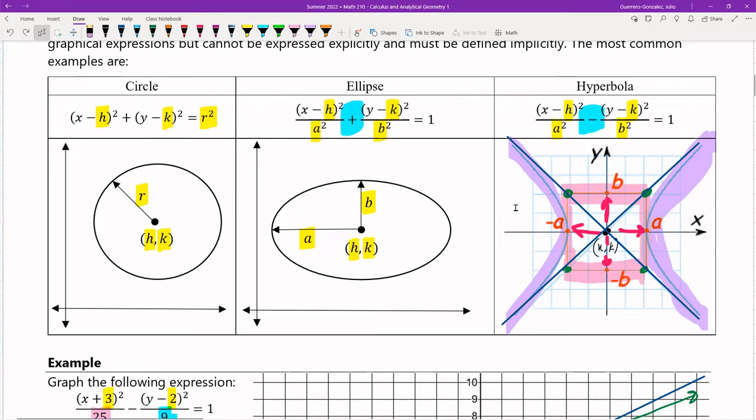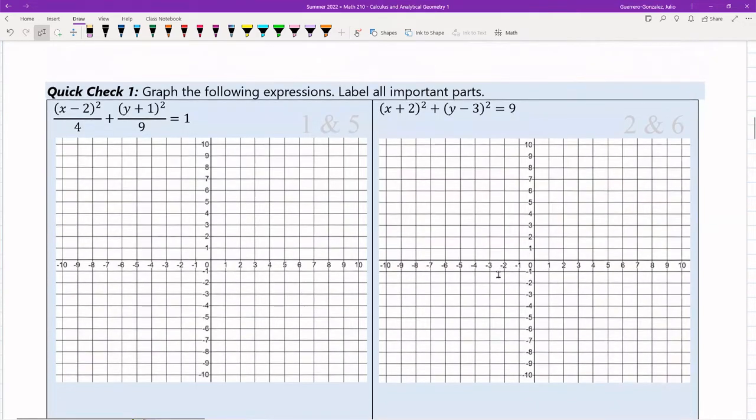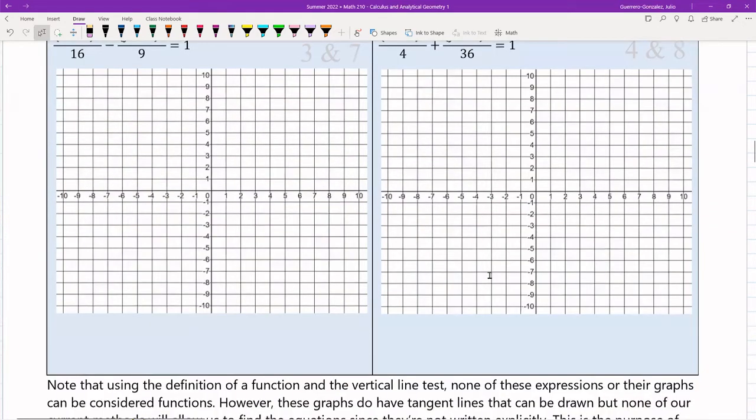Okay. From here on out, I think this is where it continues. Please make sure you do the quick checks that come after this. I will be looking at answers a little later. Okay. Quick checks. Go ahead, do the one that's assigned to you.